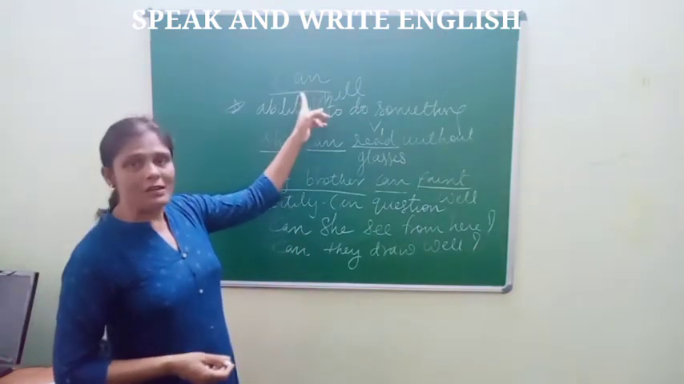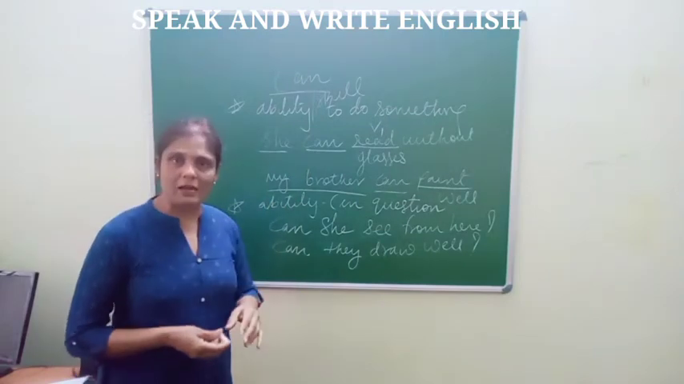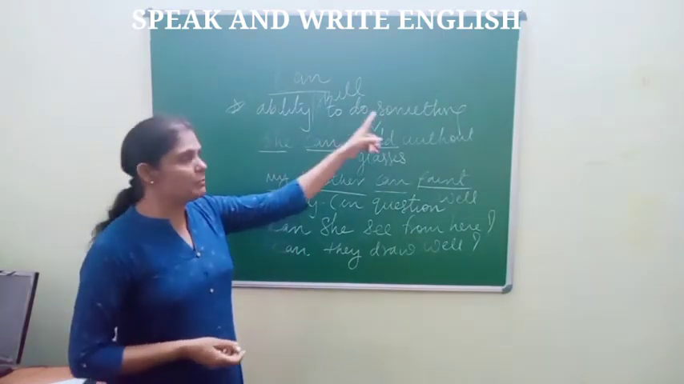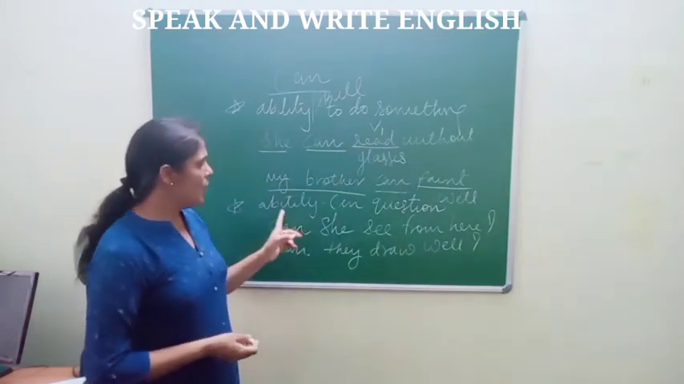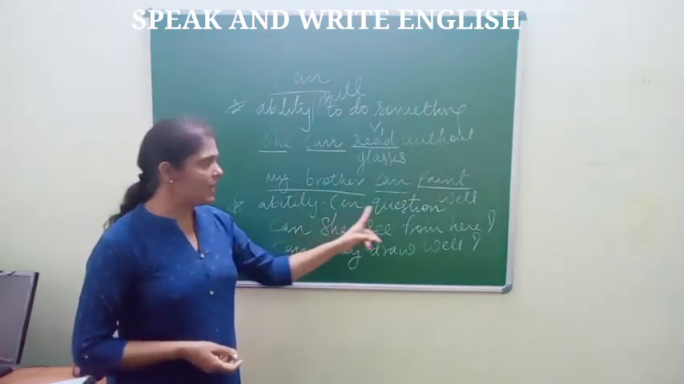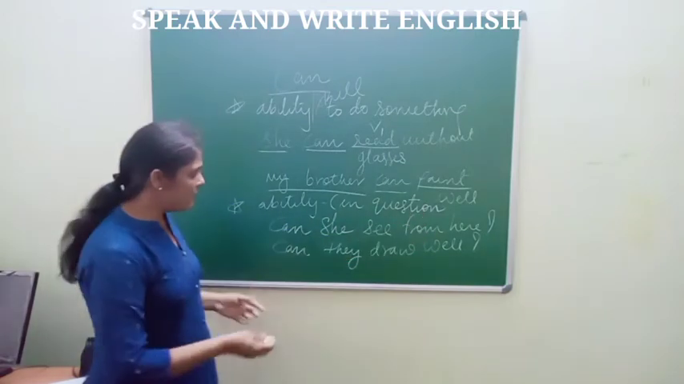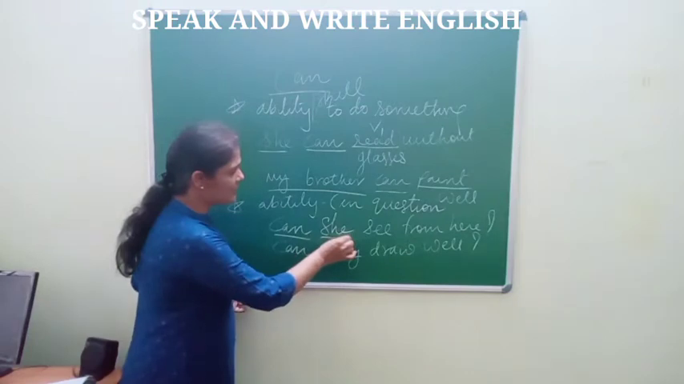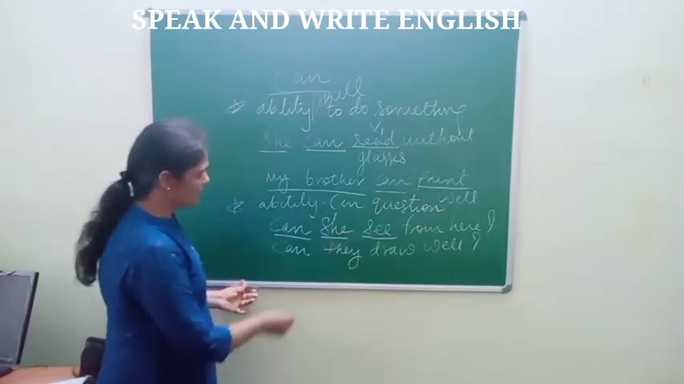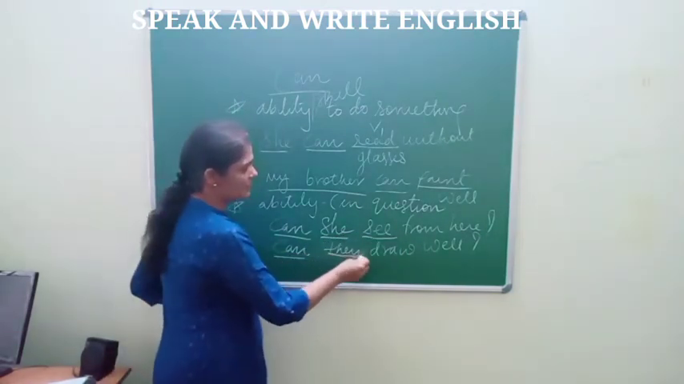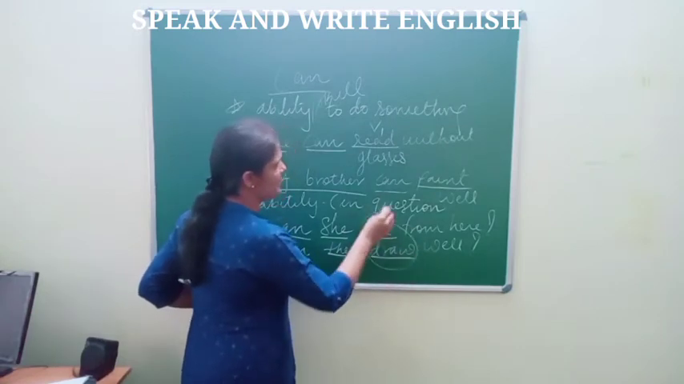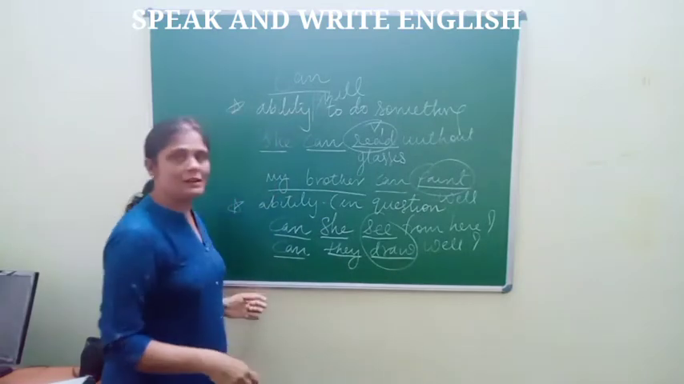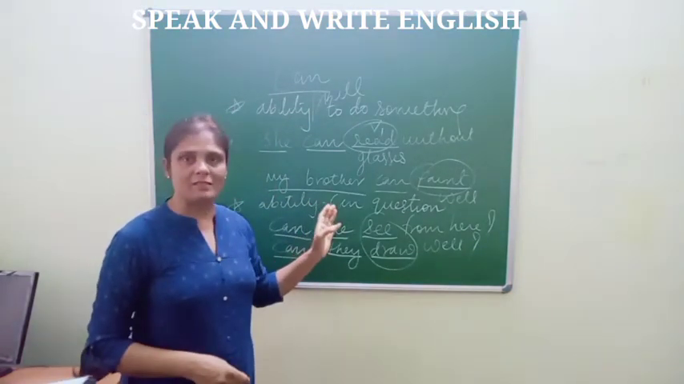So, the modal can will talk about an ability or a skill of a person to do something. The ability can also be asked in the form of a question. When it is asked in the form of a question, the modal will be used first, then comes the subject, then comes the verb. Can, subject they, and draw. In both the cases, if you see, the verb has been taken in the base form, that is in the present tense.